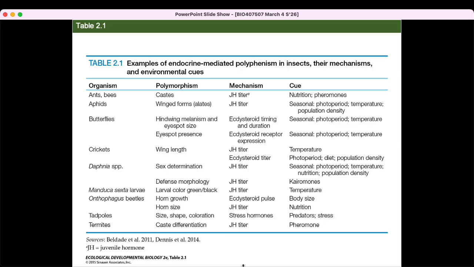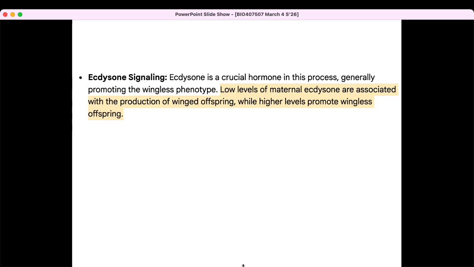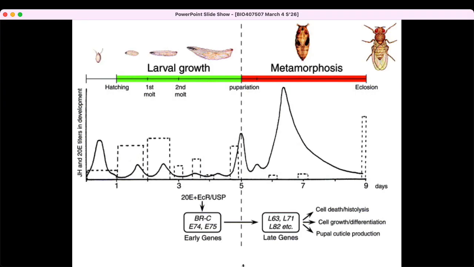The book talks about that, and we have a table in our book with a variety of examples. Luke brought up the aphids, and there are examples of them fitting in there too. There's evidence in the winged versus wingless form that ecdysteroids play a role, and its levels.